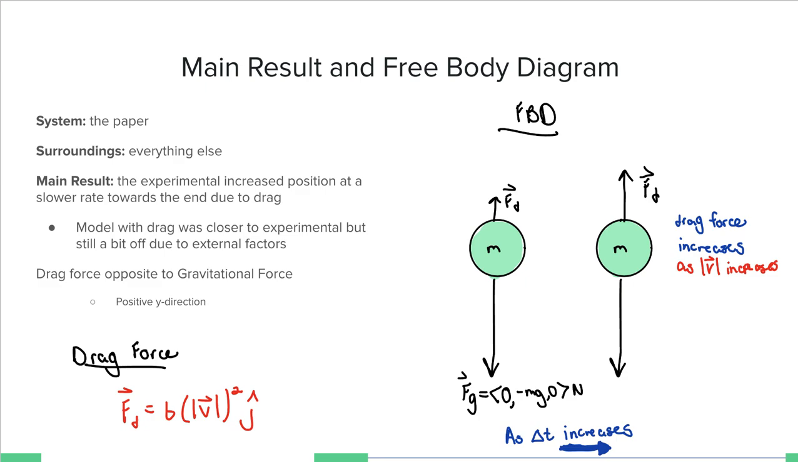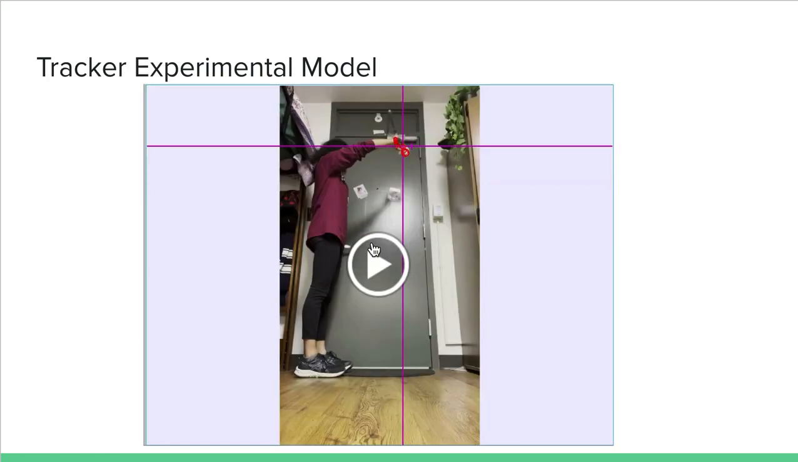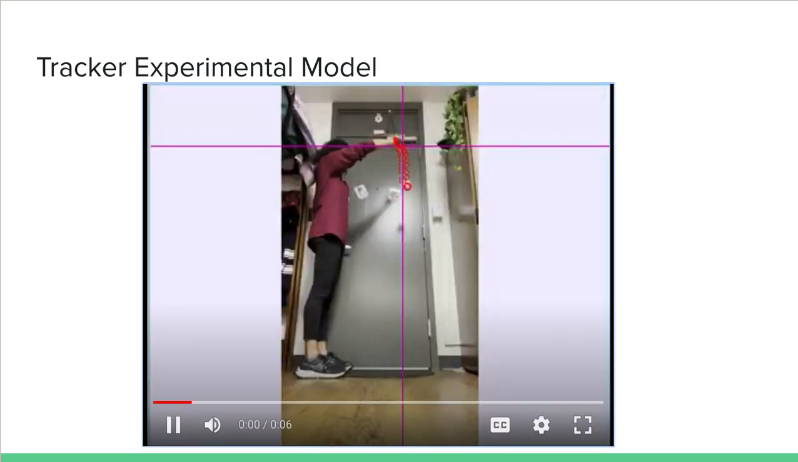The main result of the lab was that the experimental tracker increased position at a slower rate towards the end due to the drag force in the opposite direction. The model with drag was closer to the experimental, but it was still a bit off due to external factors, which I'll talk about later. The system was the paper and the surroundings was everything else. This was the tracker experimental model, and that's how the position versus time was tracked.